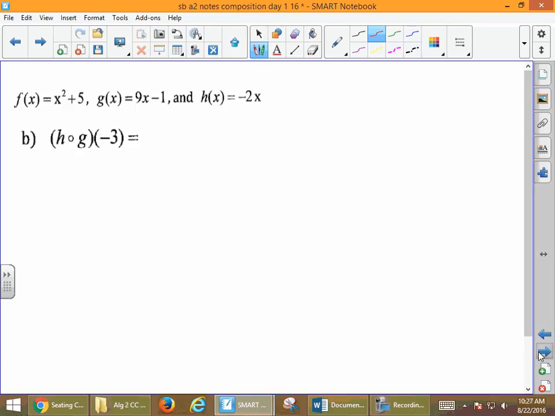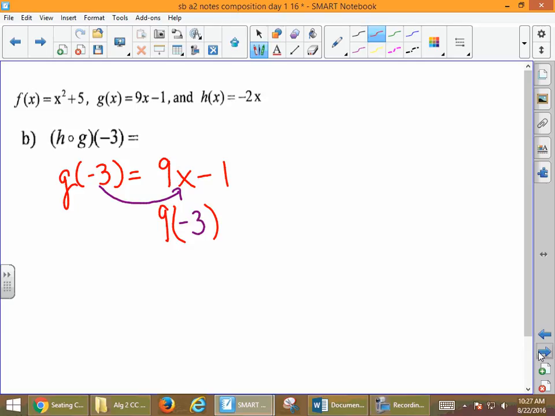Here's different notation. This is h open circle g of -3. H of g of -3, we want to start farthest to the right, or inside out. We want to figure out, first of all, what does g of -3 equal? And our g function is 9x minus 1. We're going to take this value of -3 and replace our x. If we had more than one, we would replace all of the x values with that value of -3. So this is 9 times -3 minus 1.